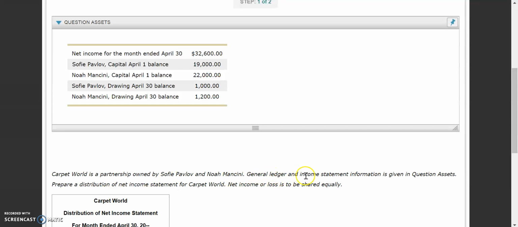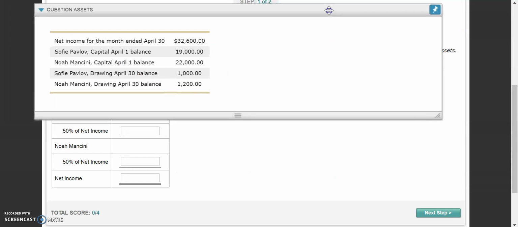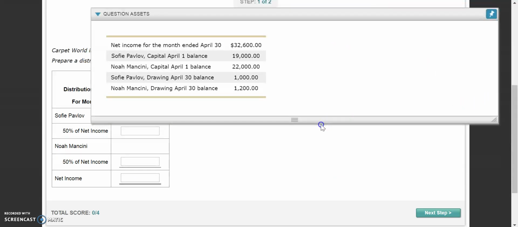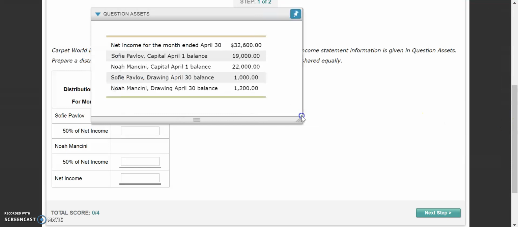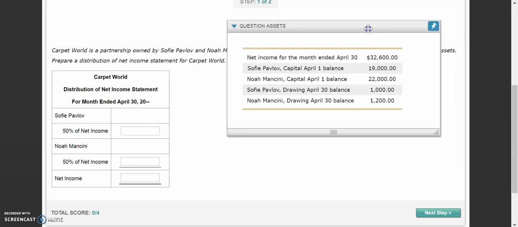The general ledger and income statement information is given in our question assets, and we want to prepare a distribution of net income statement for Carpet World. The net income or loss is going to be shared equally. So I'm just going to make this smaller and stick it over here off to the side. Remember that they do this for you, but you do want to make sure that you know the heading because you'll likely have to do that on the test. Remember, it's the name of the company, distribution of net income statement, and it is done for the month ended April 30th of the current year.